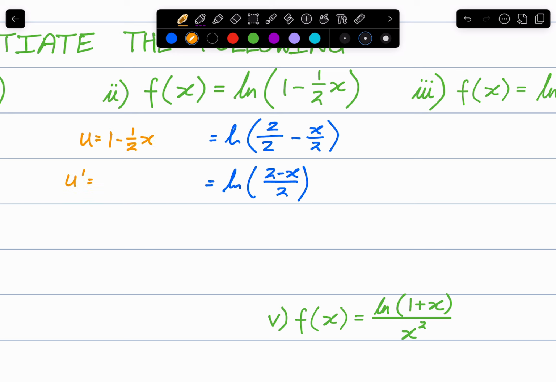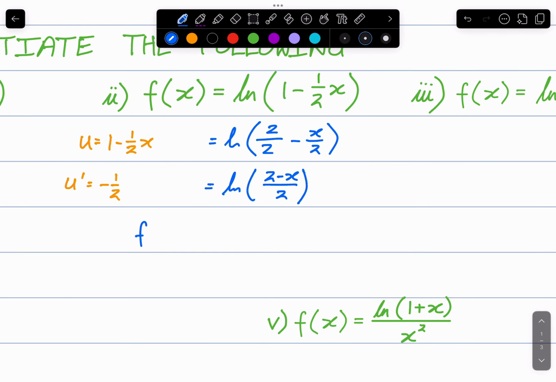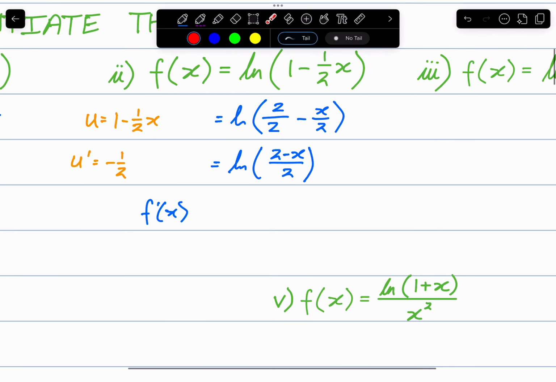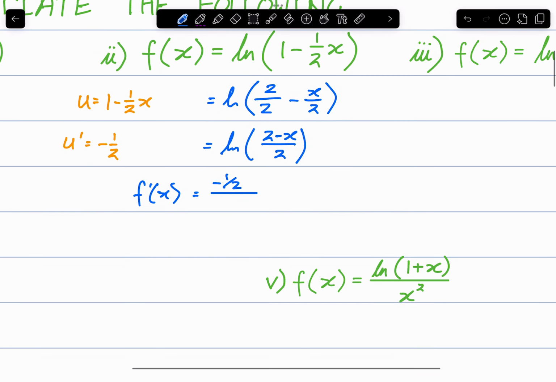Okay? So now that we have this, I can say let u equal 1 minus half x. U prime is going to be, the derivative of this is going to be negative half. So now we can say f prime of x is going to be u prime, so negative half over this expression. Rather than using this one, this will simplify better. You'll see what I mean when we get to this one. It'll be over 2 minus x on 2. But that can be written as negative half divided by 2 minus x on 2.